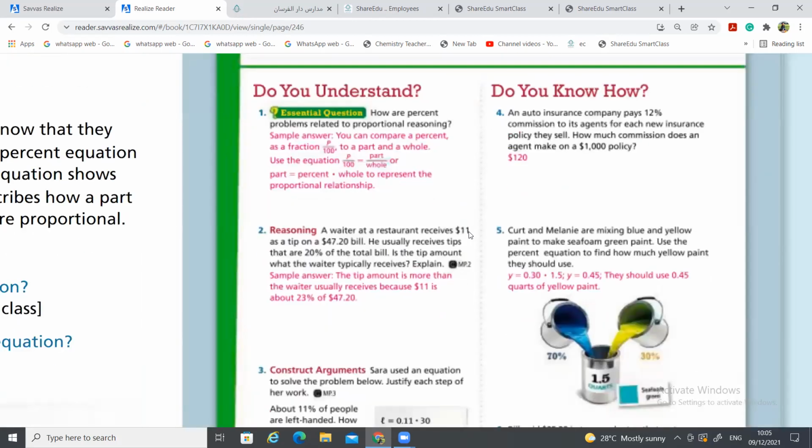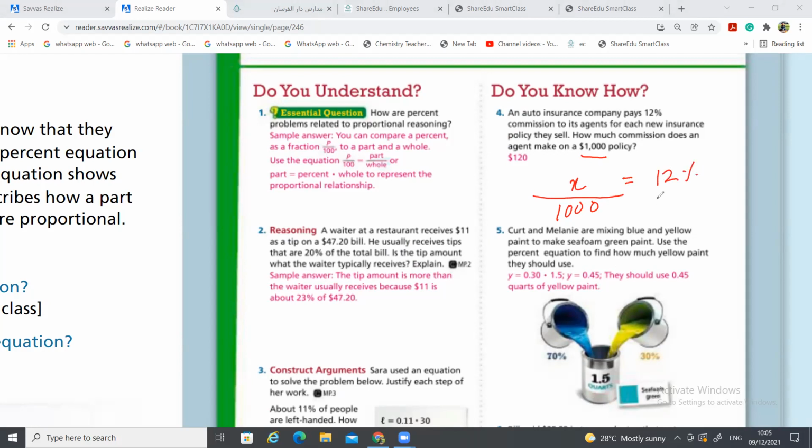Come on. An auto insurance company pays 12% commission to its agent for its new insurance policy they sell. Okay, wow, they have told you about the percentage. How much commission does an agent make on a 1,000 policy? So out of 1,000, this is the whole. How much is the part? We don't know. What do we know?